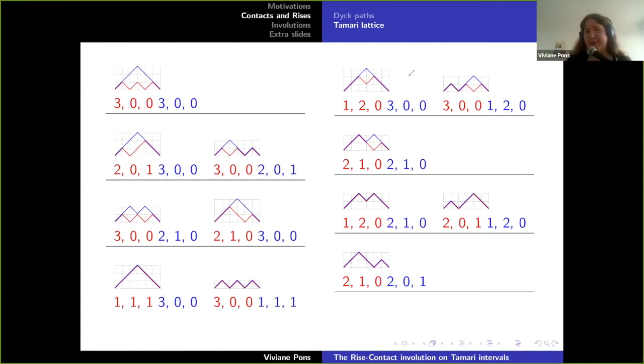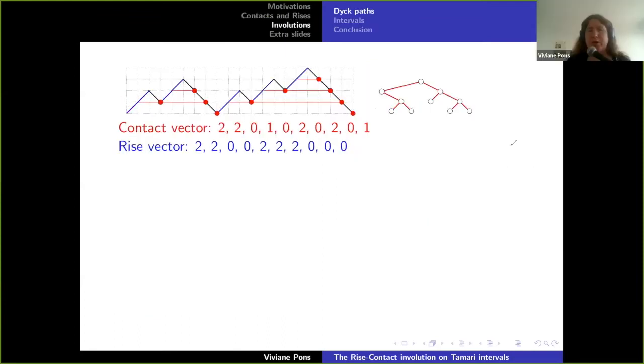Okay? So now that I've stated the problem, I'm going to show you the solution, the involution. We're going to start with the solution when we're looking only at Dyck paths, because this is a way that we will be able to understand the solution for intervals, even though this is not the way I found the solution, it's just the way I explain it. Anyway, so we'll start with a Dyck path here with the contact vector and rise vector. And I'm also drawing the binary tree, which corresponds bijectively to this Dyck path in the Tamari lattice.